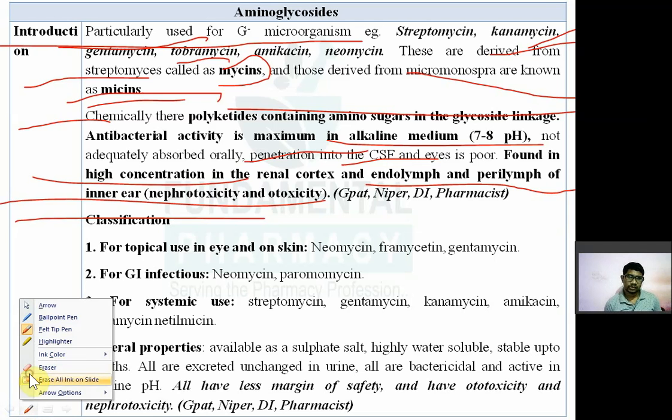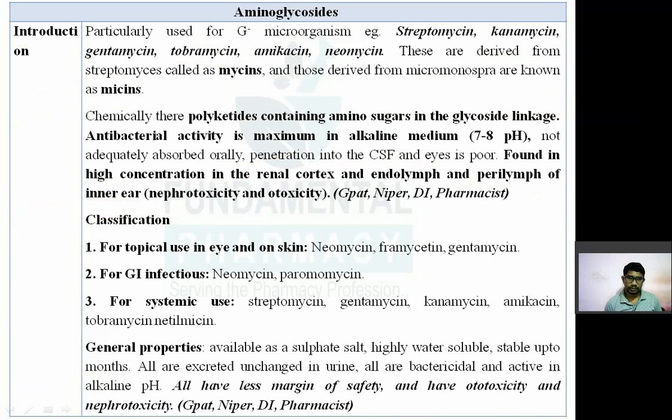Questions on ototoxicity and nephrotoxicity have already come in exams. Now, classification of aminoglycosides. The classification is based on their uses, that is, which antibiotic we will use where. So, aminoglycosides for topical use in eye and skin infection: mostly these three, neomycin, framycetin and gentamicin. They are used for topical eye infection or skin infection.